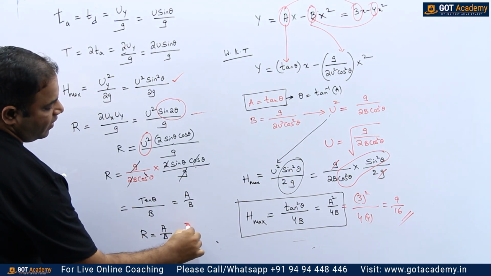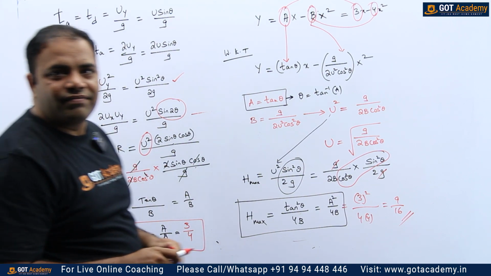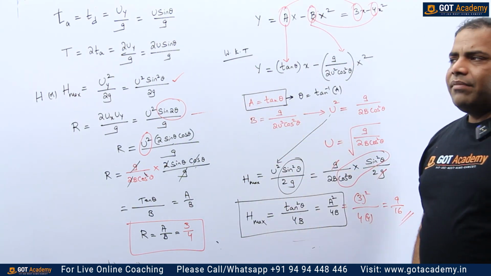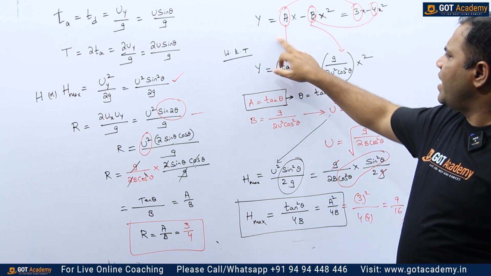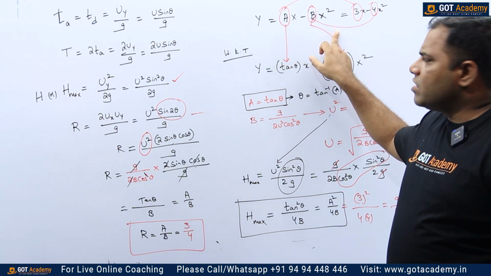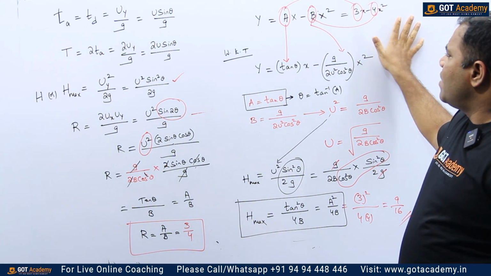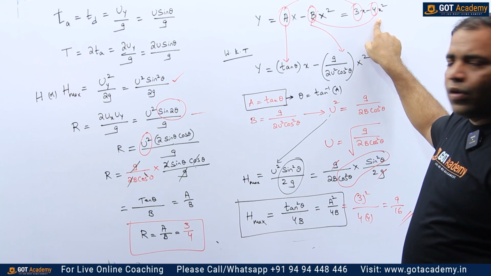So, what you have to say, range is equal to 3 by 4. This is the way we have to answer. Is it clear? Once again I am telling you, my dear, these are the basic formulas that we are having. Our given question is y equal to ax minus bx square, right? In examination we may get 3x minus 4x square or some numerical value. So, here it was very clear that a is equal to 3 and b is equal to 4.